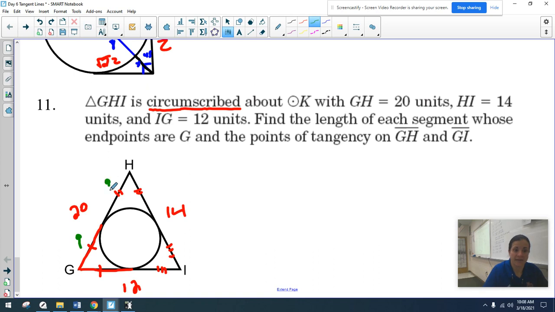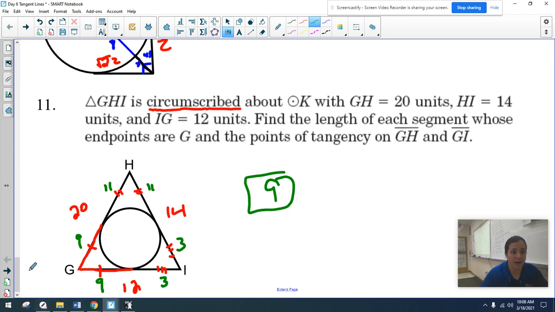So let's say I go with 9. If I do that, 20 minus 9 is 11. So this has to be 11. 14 minus 11 is 3. And 12 minus 3 gives me 9. So these work. I knew I had to go smaller because this one was too big last time, so I just went 1 down. So that's what we'd be looking for. Your answer for this one is just 9 units.